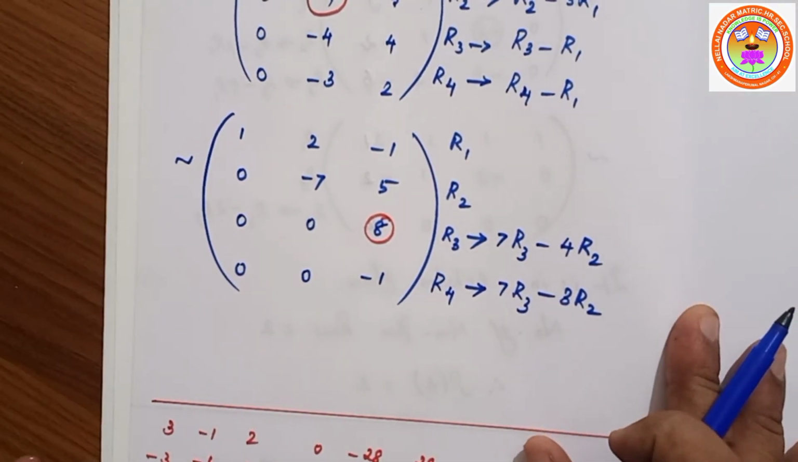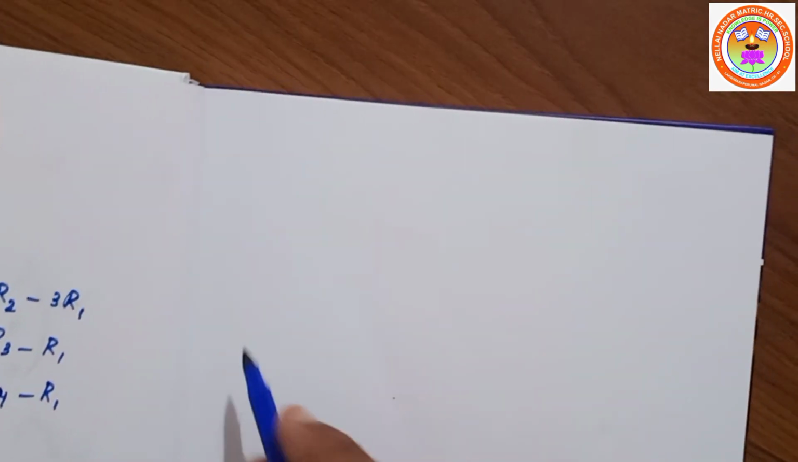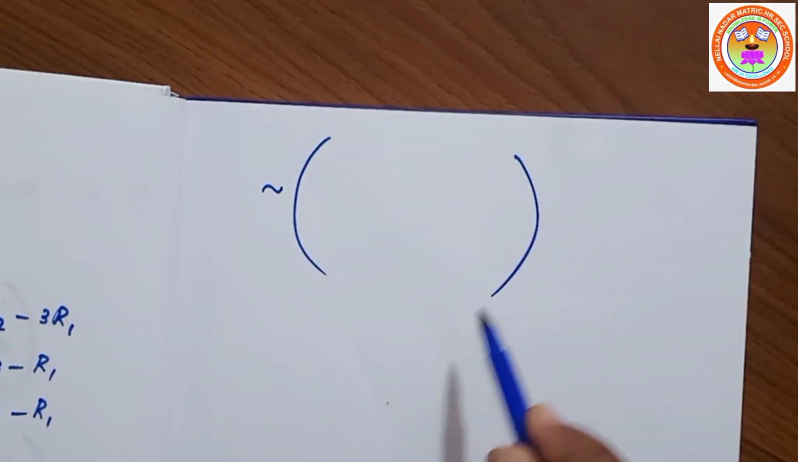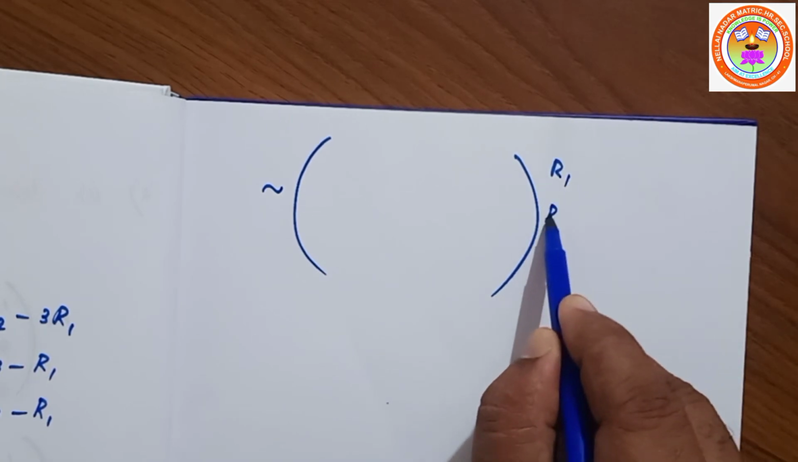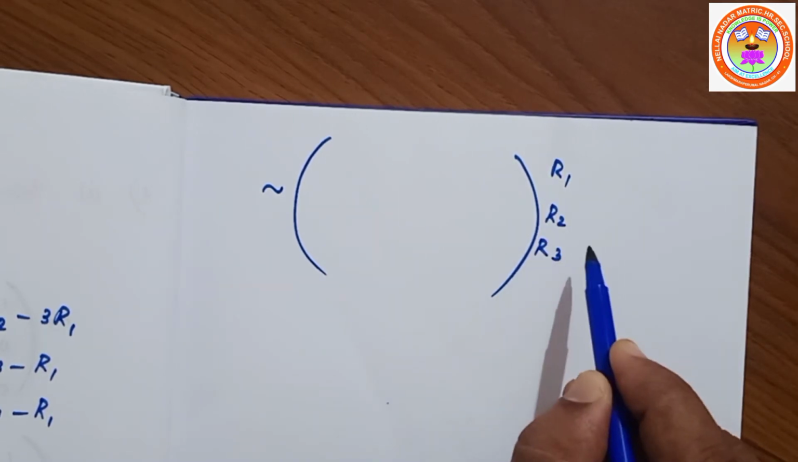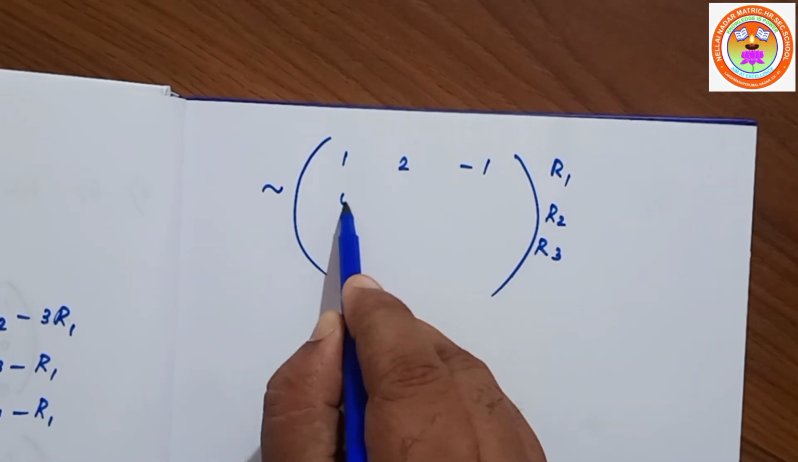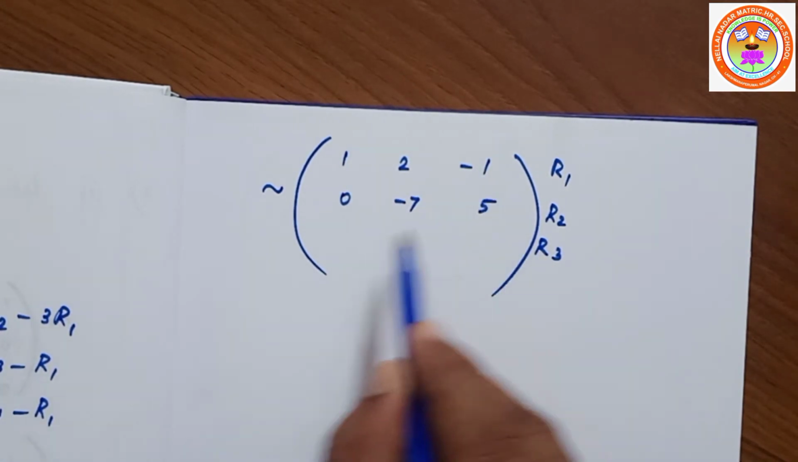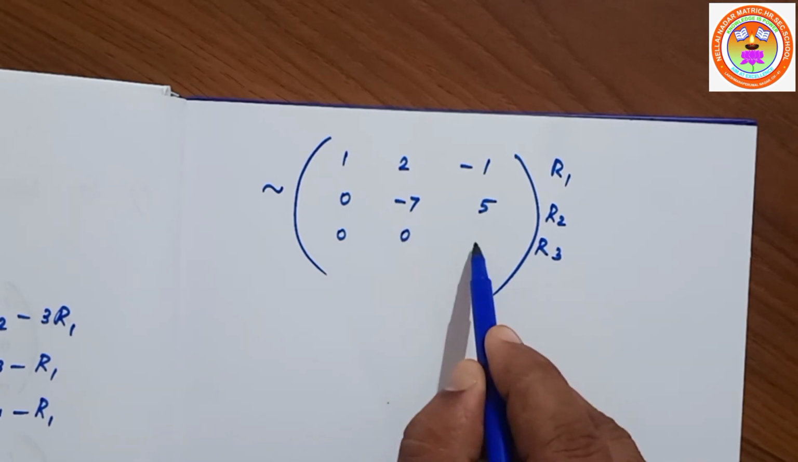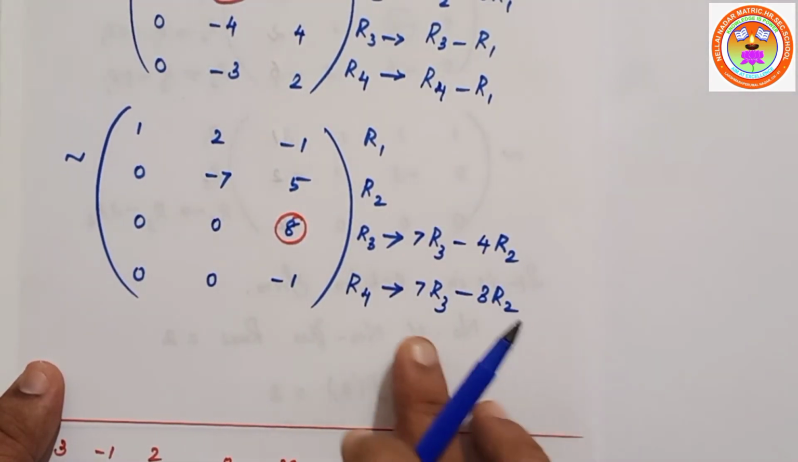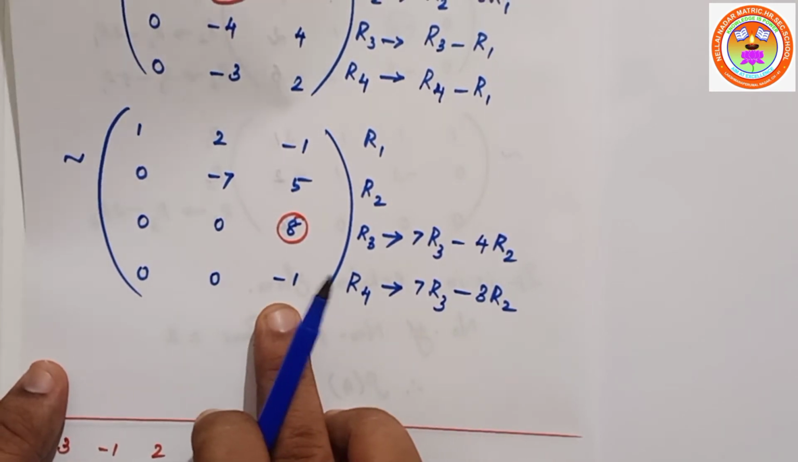I continue over here. Equivalent. R1, R2, R3, no change at all. So 1, 2, minus 1, 0, minus 7, 5, 0, 0, 8. So I have written the first 3 rows as it is. Now I'm going to change R4.